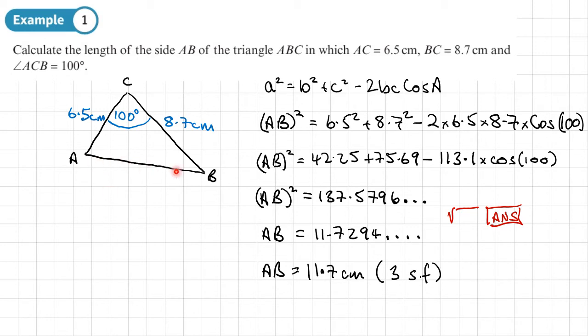So we've worked out the length of this side. Now notice it's the longest side in the triangle, 11.7, which must mean this is the largest angle in the triangle. The 2 other angles must be smaller than 100 degrees. And we could also deduce that this angle must be the smallest angle in the triangle, because this is the shortest side in this particular triangle.